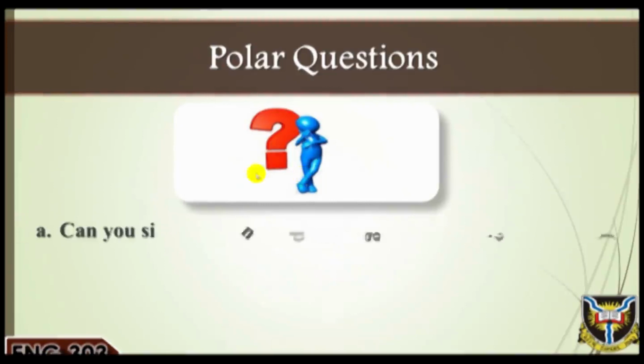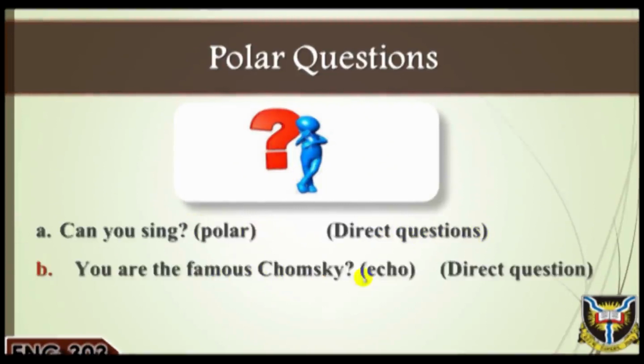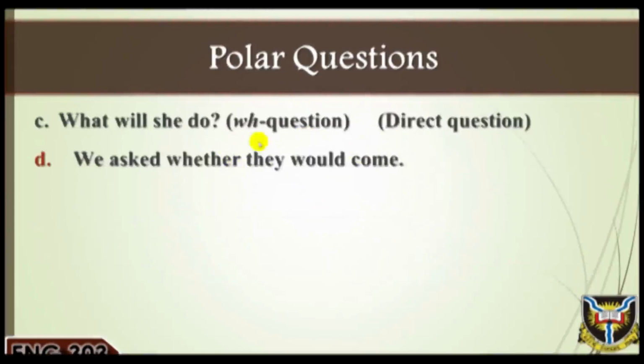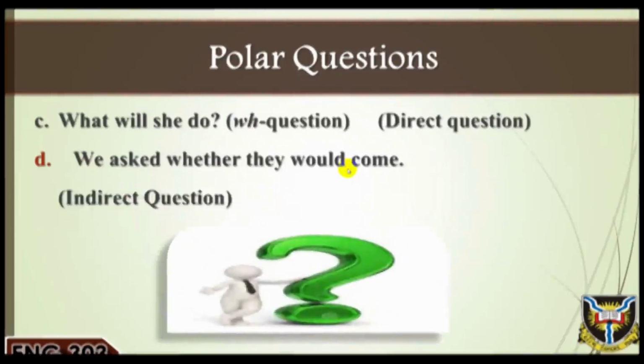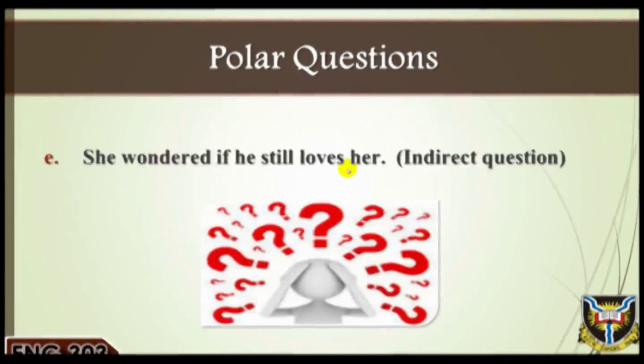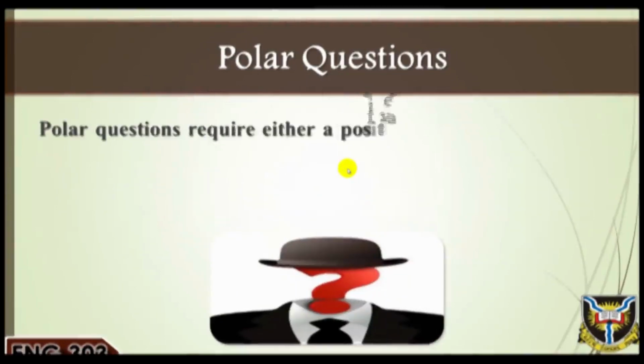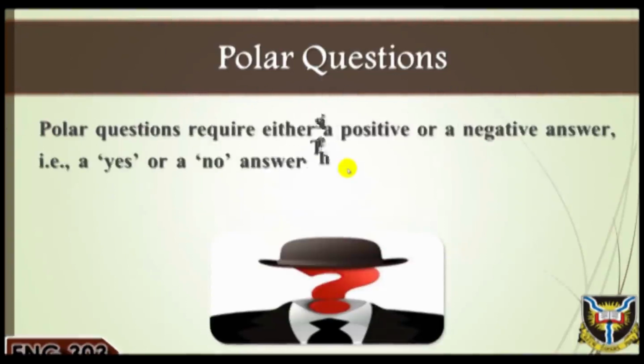A. Can you sing? Polar. Direct question. B. You are the famous Chomsky? Echo. Direct question. C. What will she do? WH question. Direct question. D. We asked whether they will come. Indirect question. E. She wondered if he still loves her. Indirect question. In this section, we shall discuss only polar questions and defer discussions on other aspects to subsequent lectures.